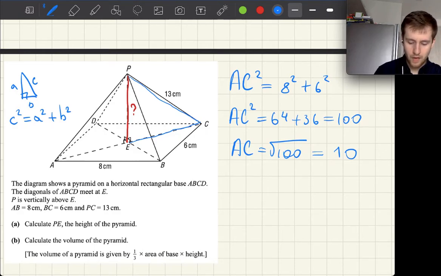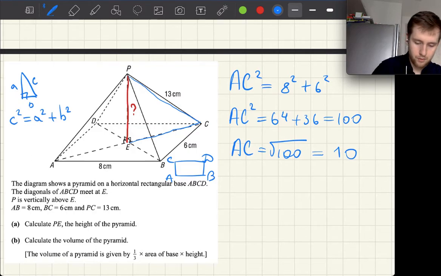Then we know ABCD is a rectangle. So I'm going to make a small plan here, ABCD. C is here, D is here. So this is 8, this is 6, and AC is 10. But we know that diagonals of a rectangle cut each other in half. So half of this diagonal is going to be 5 centimeters. So EC is 5 centimeters.